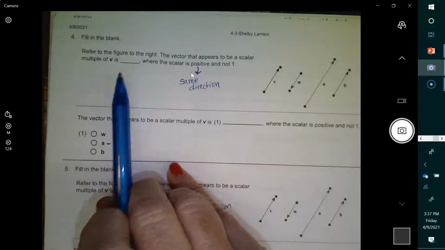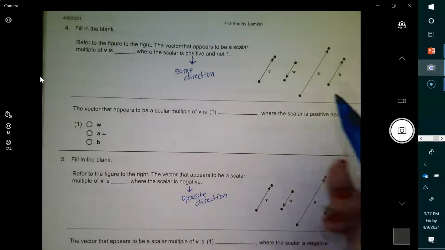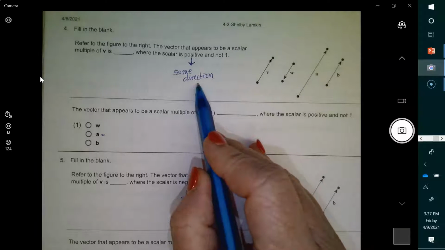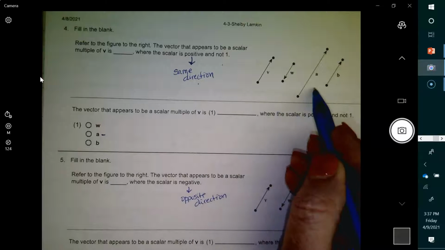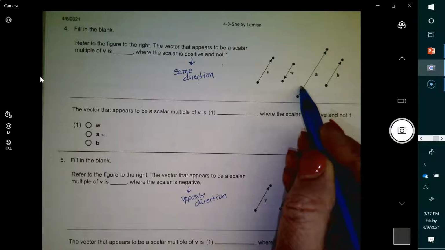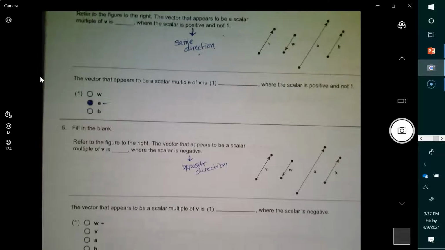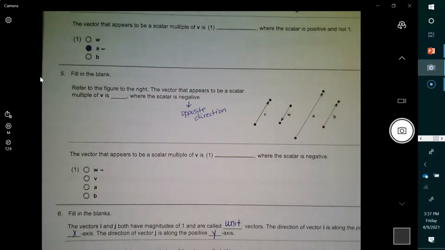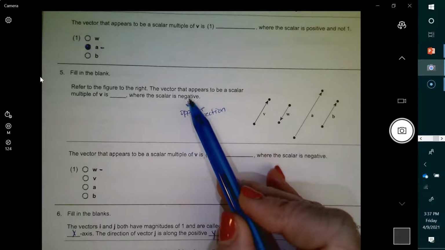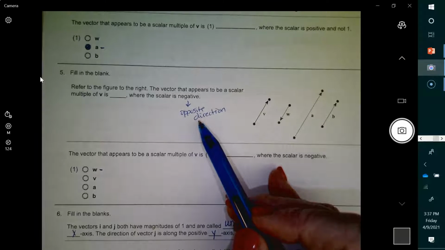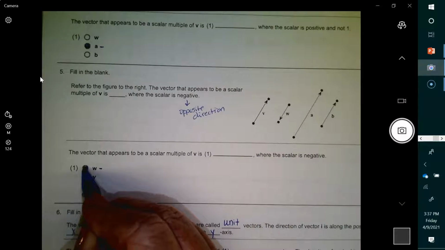Number 4 says, refer to the figure, the vector that appears to be a scalar multiple of V. When the scalar is positive, that means it's going to go in the same direction. But the scalar is not 1, so it's going to make it a different size, and that is going to be A. It's going in the same direction, meaning it has the same slope. Or on a graph, you could find the slope, and it would be the same direction, but a bigger size. This asks which one appears to be a scalar multiple of V when the scalar is negative, which means it's going to go in the opposite direction. So V and W are going to be opposites.